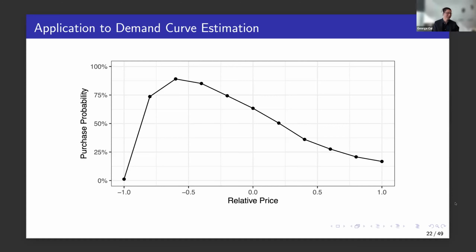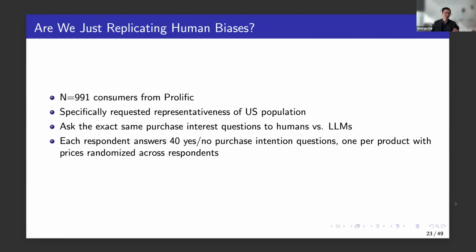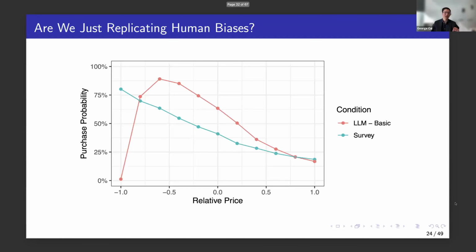So we ran Prolific surveys online where we asked for representative U.S. populations and asked the exact same purchase interest questions to human participants and compared them with the large language model. Each respondent answered 40 product questions, one per product, with price randomized across respondents. And this is what we found.